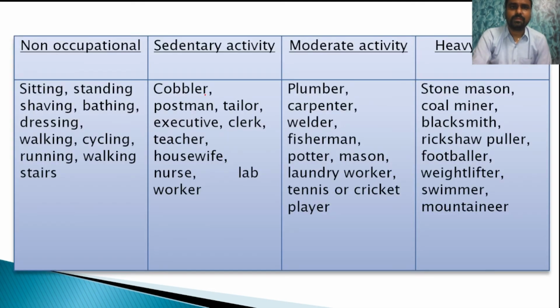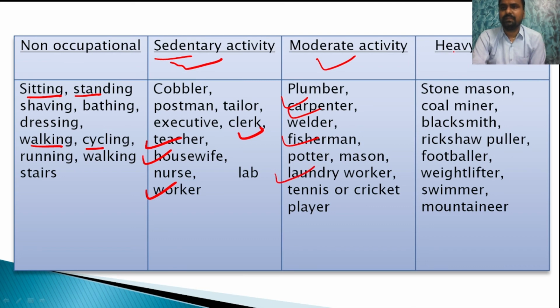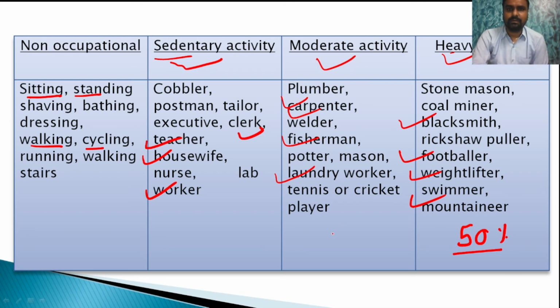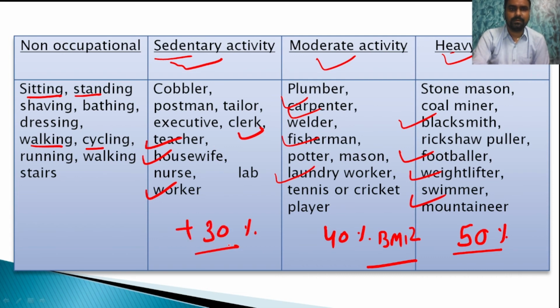If we see the different categories, non-occupational will be like sitting, standing, walking, cycling. Sedentary activity will be for the clerk, teacher, even housewife and lab worker. Moderate activity by the plumber, carpenter, fisherman, laundry worker, and heavy activity for the footballer, weightlifter, swimmer, because they are doing heavy activity like this. For heavy activity around 50% of the basal metabolic rate energy is required. Additionally, for moderate, 40% of the BMR energy is required.